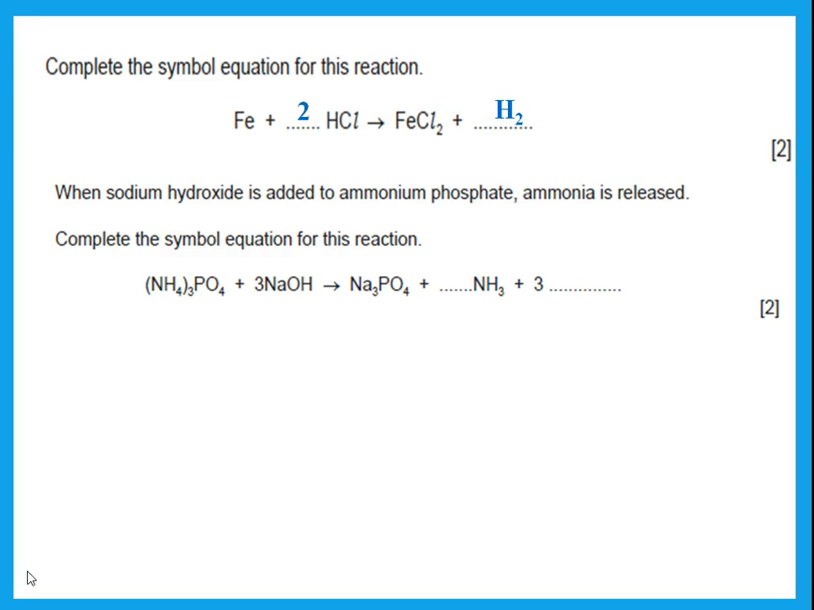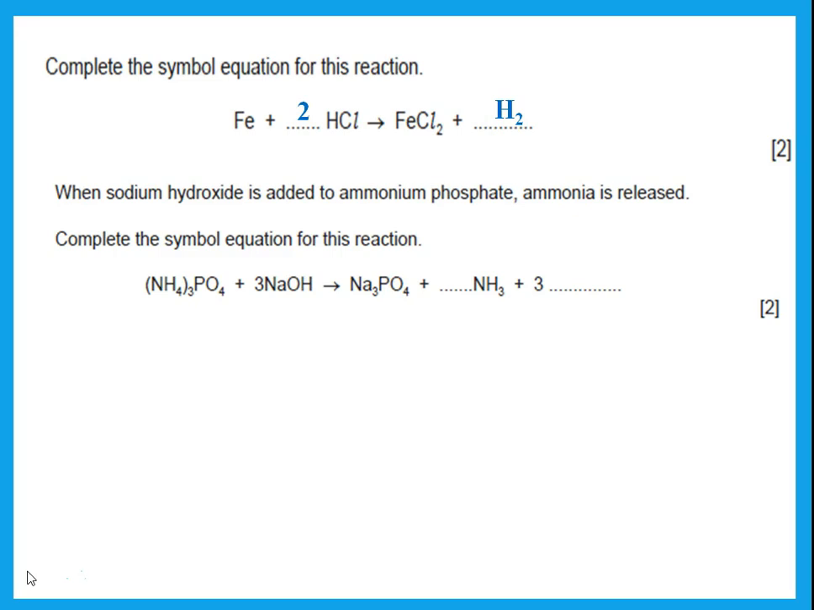Now, when sodium hydroxide is added to ammonium phosphate, ammonia is released. Complete the symbol equation for this reaction. First of all, there is a product missing. So let's figure out what this product could be. This is ammonium phosphate plus sodium hydroxide, and he says it will give sodium phosphate plus ammonia, plus what do you think is missing here?